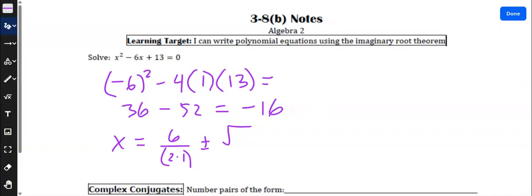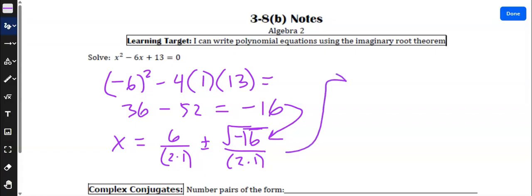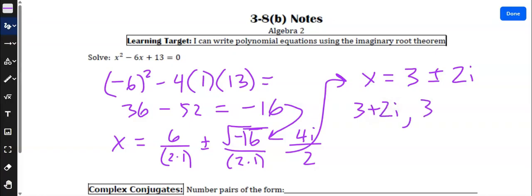Here, I don't know why I put an equal sign. We know that that's going to go under the radical. But then I guess maybe I should just put it under there because I don't have to break apart the radical. So we'll get rid of this. And that's over 2 times the a value. So what is that? That's x equals 3 plus or minus. The top has 4i, and the bottom has 2, so that makes 2i. So we have 3 plus 2i and 3 minus 2i.